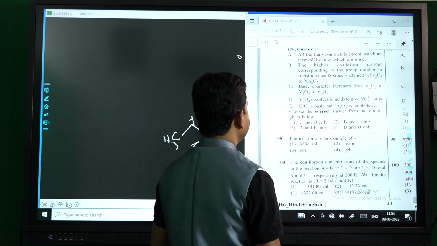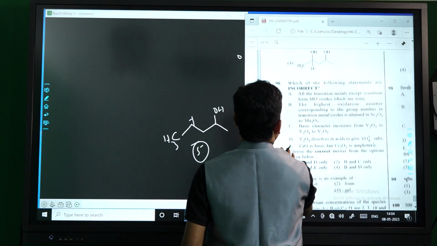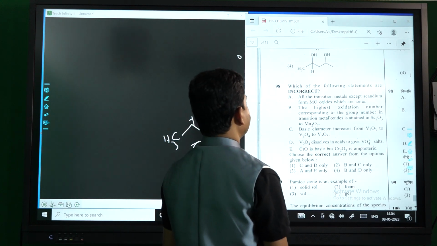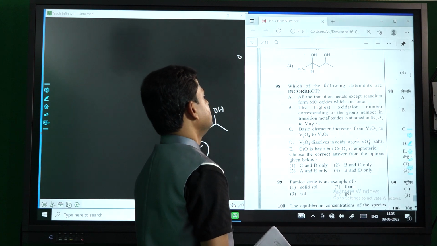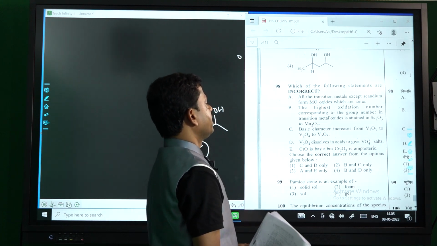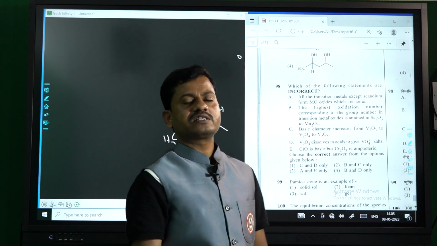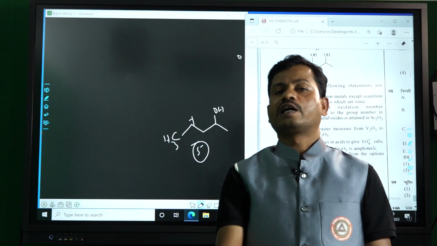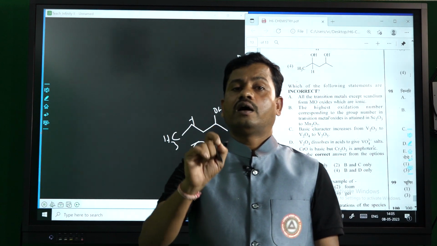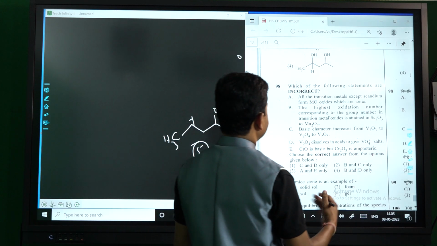Question number 98. Which of the following statements are incorrect? All the transition metals except scandium form metal MO oxides, which are ionic. Dear students, MO oxide means the transition element exhibits a low oxidation state, and low oxidation states have ionic character. So in my point of view, option A is correct.